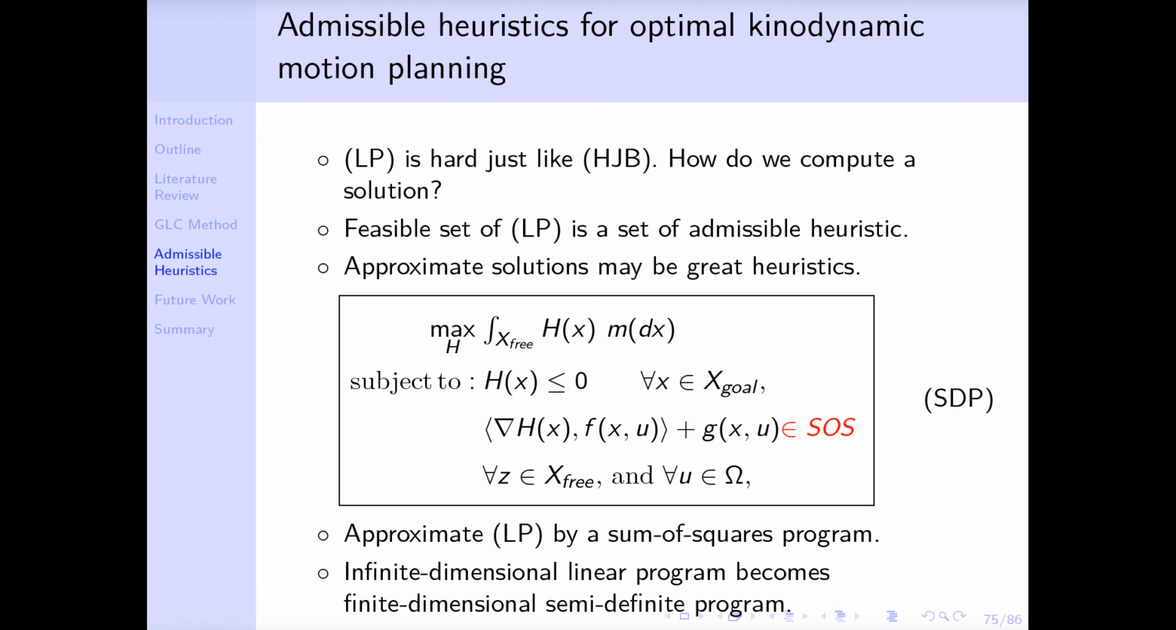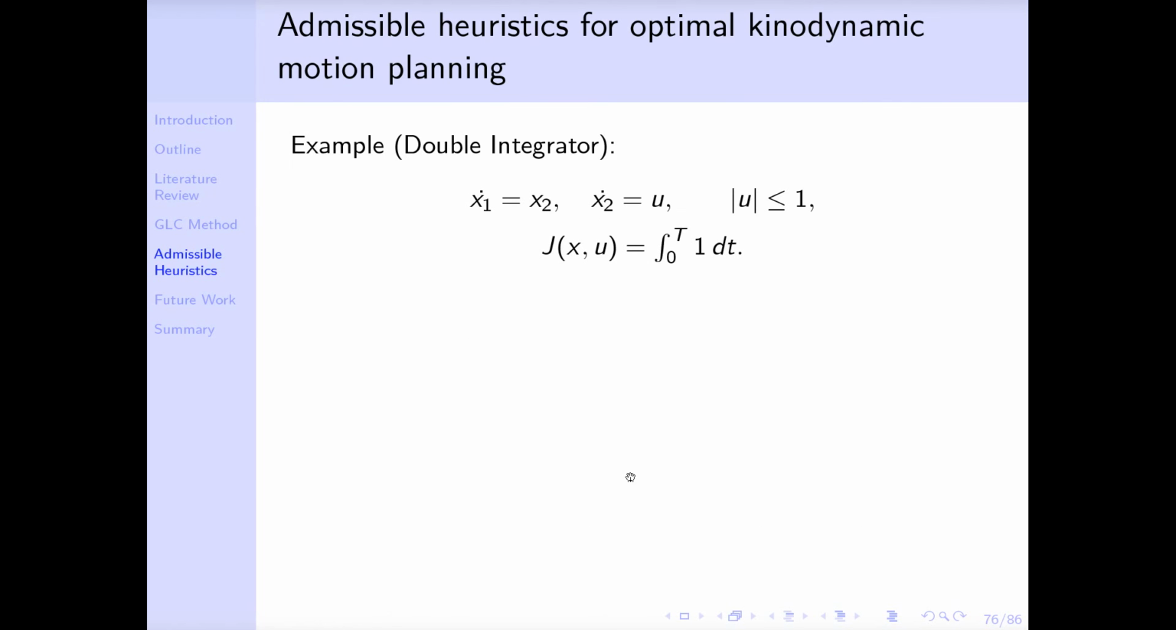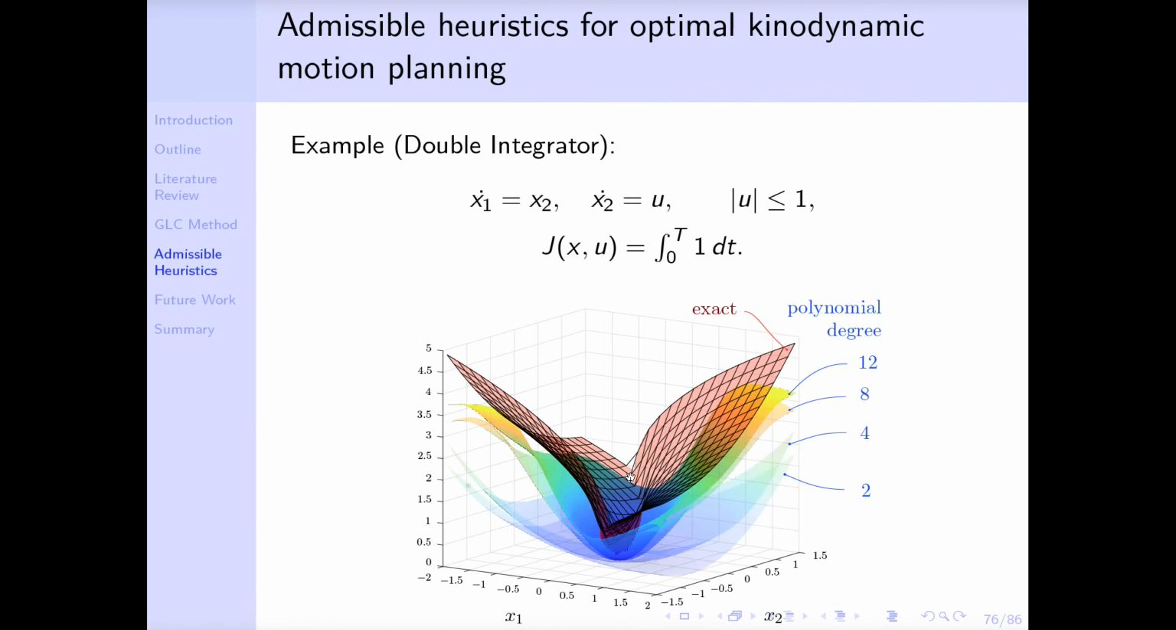So now we have more or less a complete framework for analyzing and constructing heuristics for the optimal kinodynamic motion planning problem. So let me just give one example where we can run this sum of squares optimization. Let's look at the double integrator with the minimum time objective to the origin. This is a well-known problem where the closed form solution for the optimal cost to go is available in closed form.